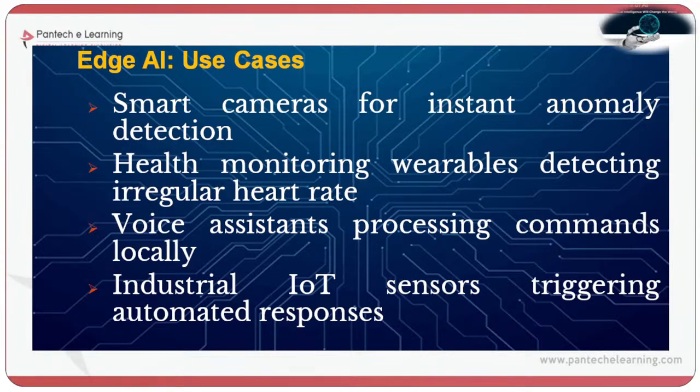Now I'm going through the use cases, where exactly we are using edge AI and how it works in real time applications. The first point is smart cameras for instant anomaly detection. What is the meaning of smart cameras? For example, you're not at home, but you have smart cameras in your home and you're connected with your device. Or maybe you're somewhere outside your home but near to it. Just think like that.